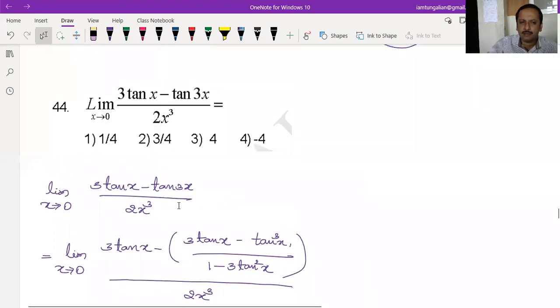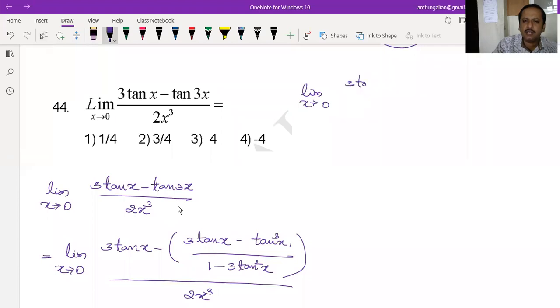Okay. Now Deepak is saying, sir, why can't we multiply and divide by x? If you multiply and divide by x, the problem that you face is 3 tan x by x into x minus tan 3x by 3x into 3x, divided by 2x cube. So here 3x will remain, right?